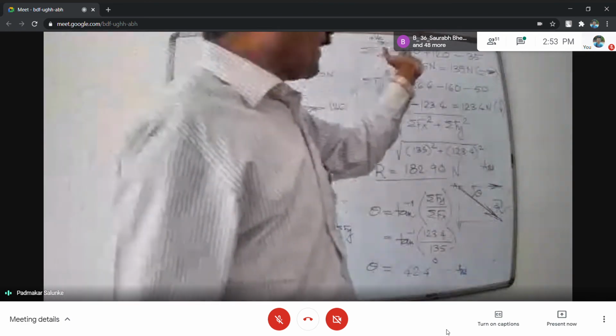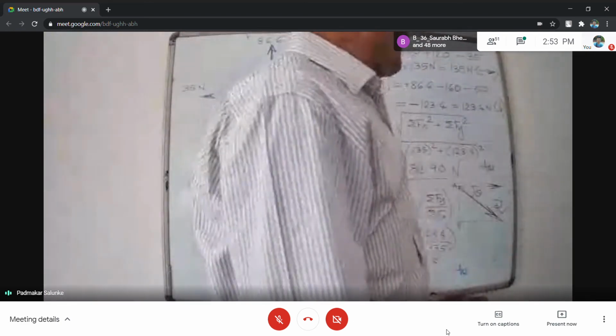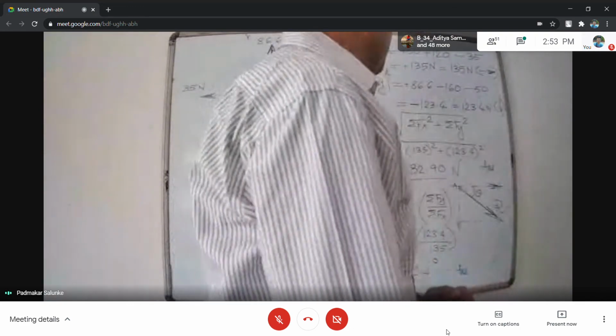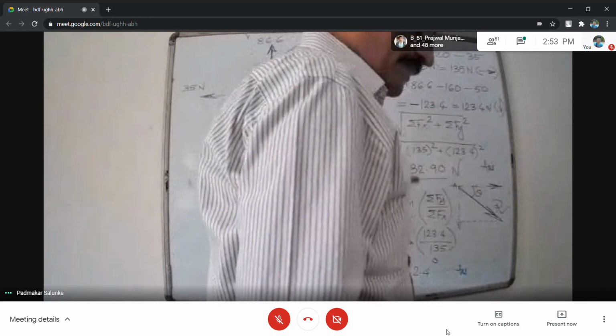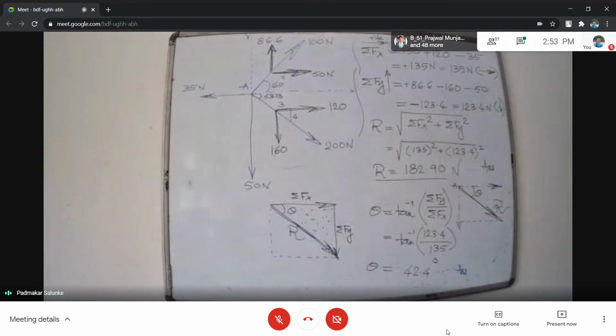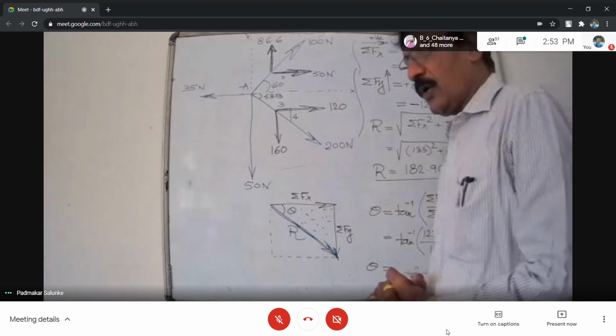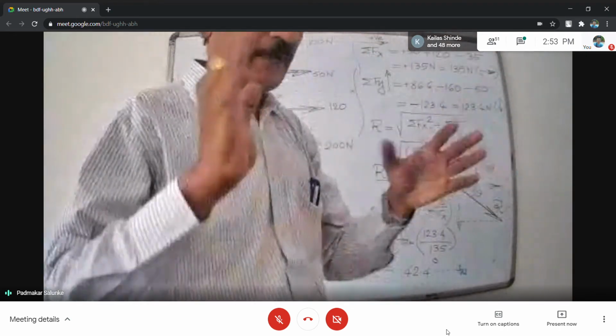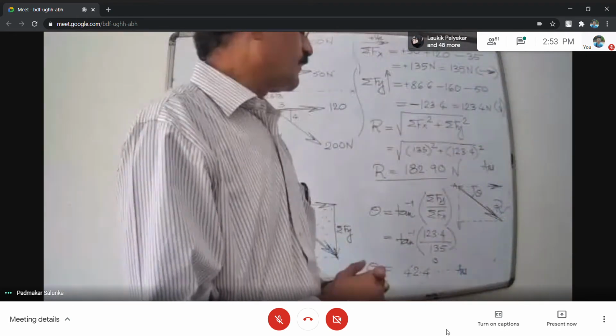After that, go for the algebraic sum of x components of forces. Then go for the algebraic sum of y components of forces. Then calculate the magnitude of the resultant. After finding the magnitude of the resultant, you have to define its direction. To define its direction, you have to realize the directions of summation of Fx and summation of Fy.